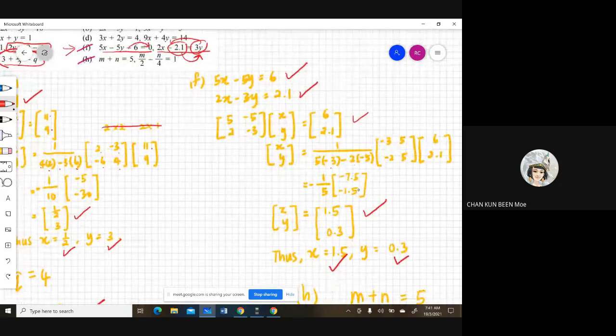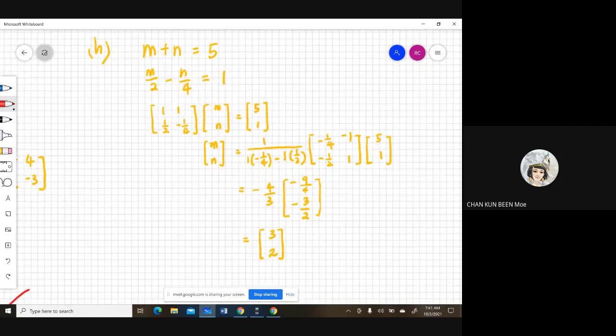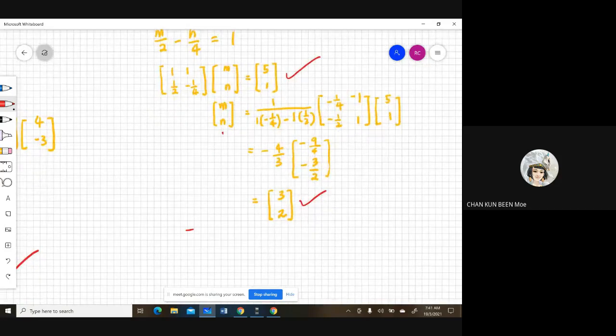M plus N equal to 5. M over 2 minus N over 4 equal to 1. So it is already in general form, we just need to convert it into the matrix. Find out the value of M and N. So we get M and N is equal to 3, 2. Then you write down, thus M equal to 3, N equal to 2.